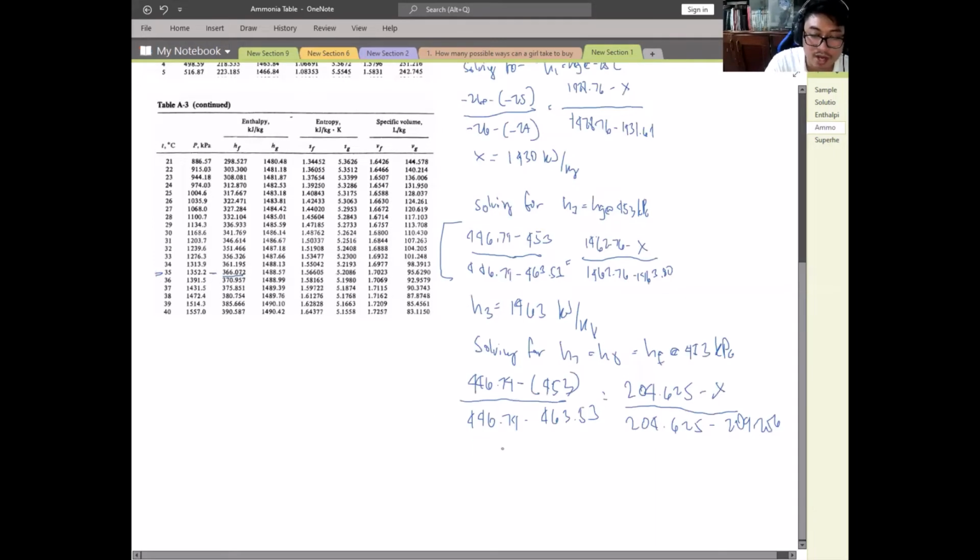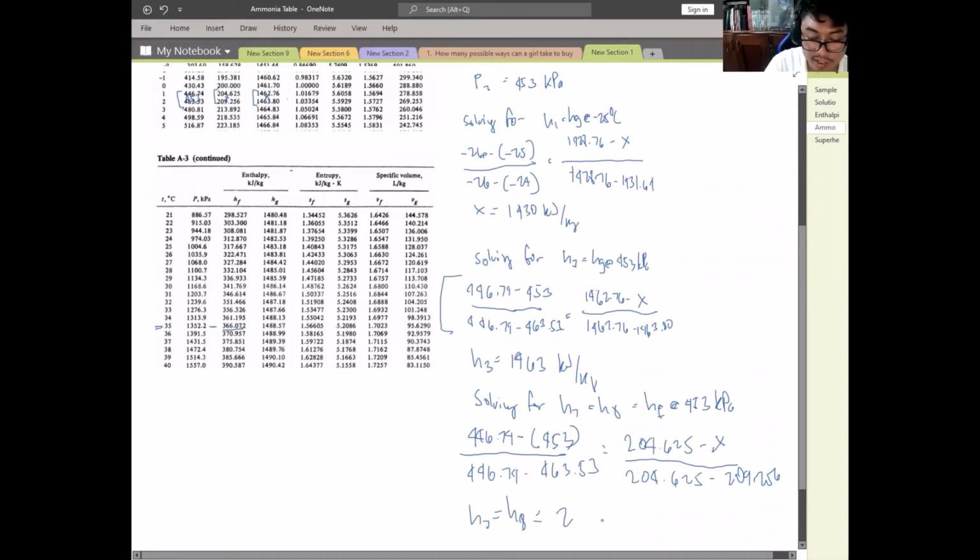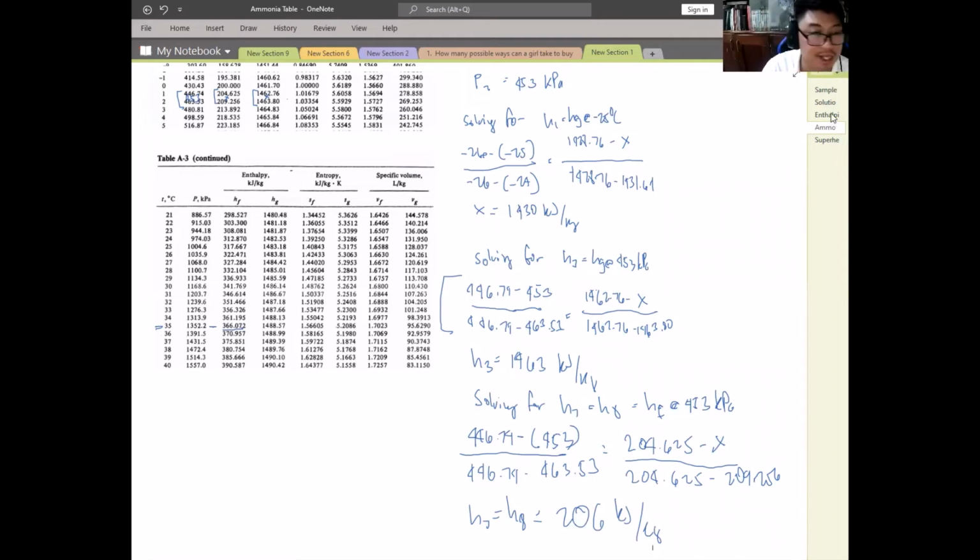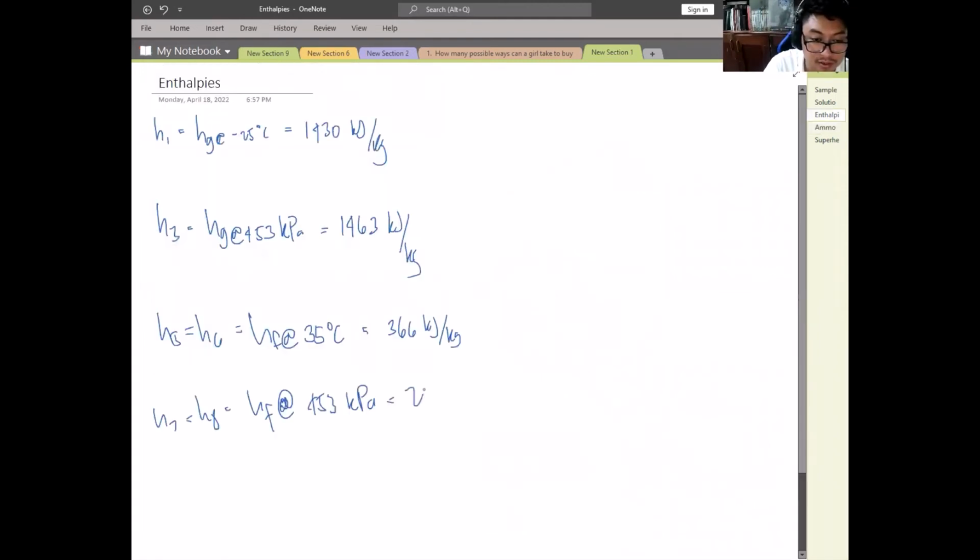Therefore, our X, or our H7, equals H8. So let's just interpolate, or use shift-solve on the calculator. Our HF becomes 206 kilojoule per kilogram. To check, it should be a correct interpolation, in the middle of 204 and 209. So that is 206. Let's put it here in our enthalpy: 206 kilojoule per kilogram.